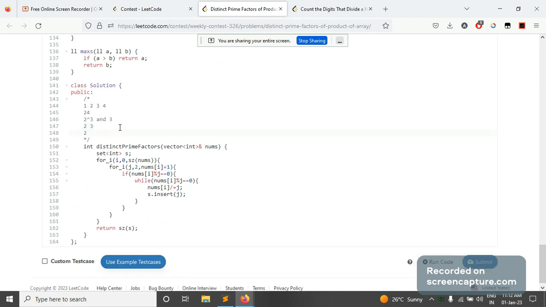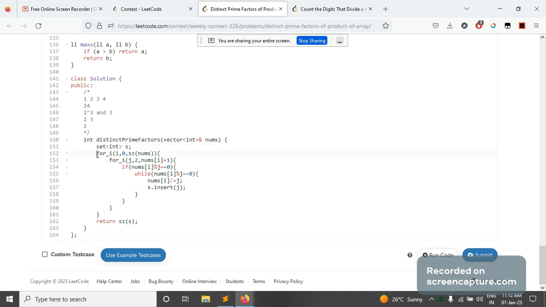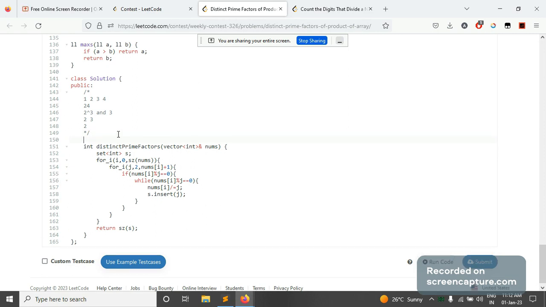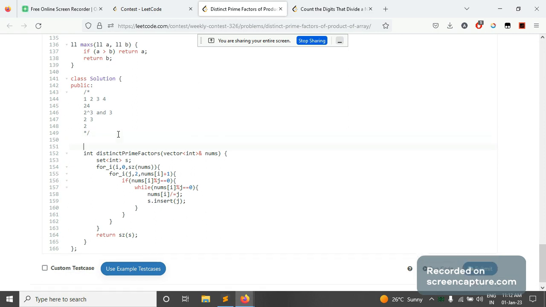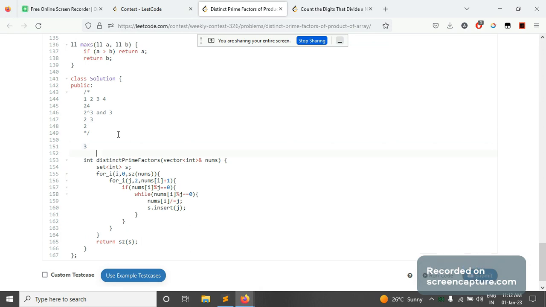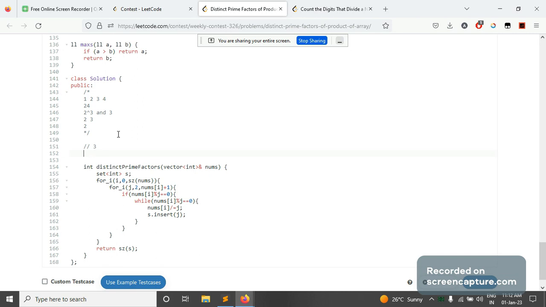So what I did in the question, we don't have to compute the product. We can avoid the product. What we can do is just go through the numbers and check. Suppose we come to the number 3. In that case, 3 is only divisible by 3. So in that case, the answer will be 1.